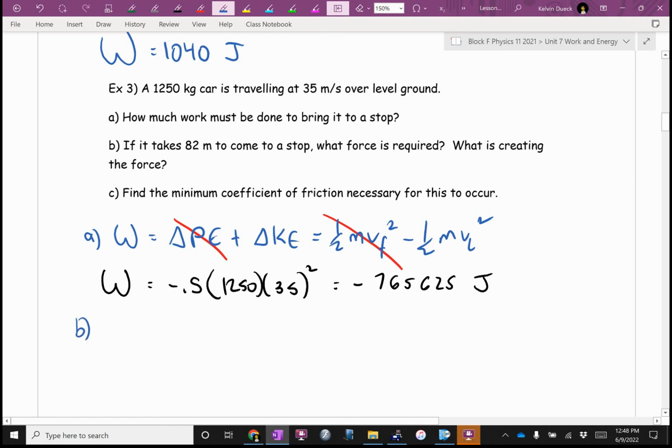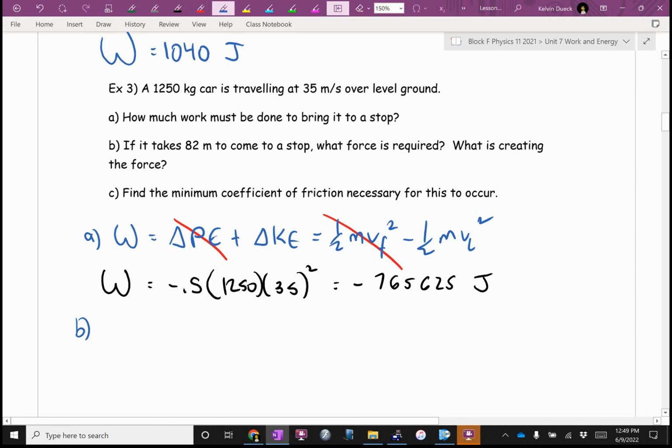B. Clody, what's B want me to find? Force. Don't write this down, look up. I would have no problem if you went F equals what? MA. There is enough information there for you to figure out A.